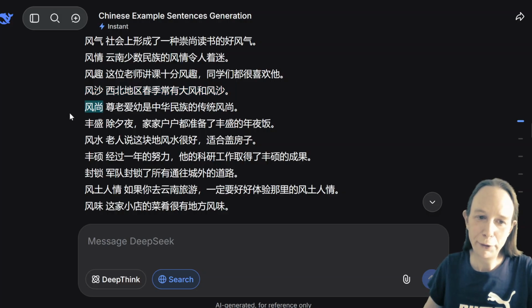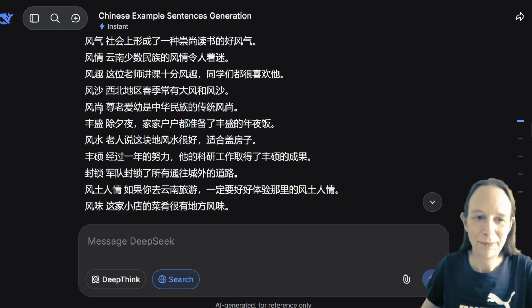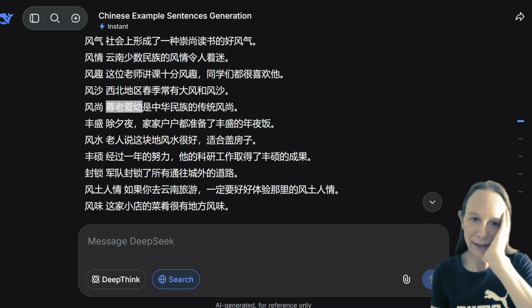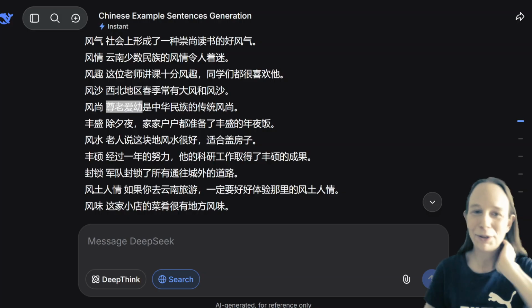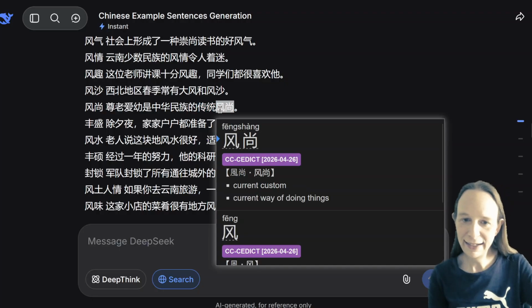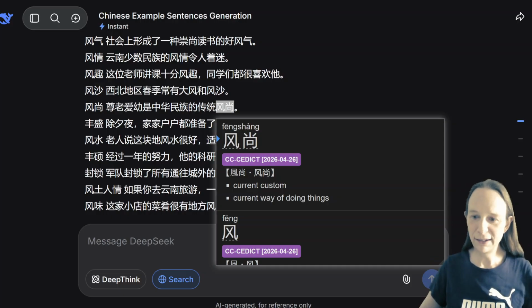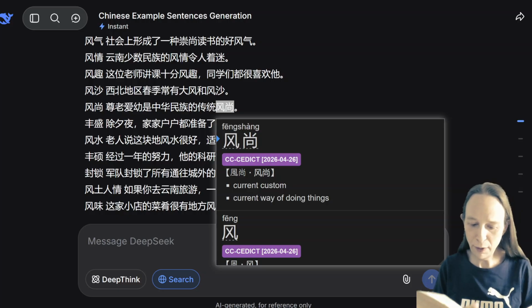All right. 风尚. Presumably this is like fashion, like 时尚 or something like that. 尊老爱幼是中华民族的传统风尚。So 尊老爱幼, 尊 respect, 老 the elderly, 爱 love, 幼 the immature or children. 是 the Chinese people's traditional 风尚, custom, way of doing things. 风尚, all right? 风尚是社会上普遍流行的风气和习惯.